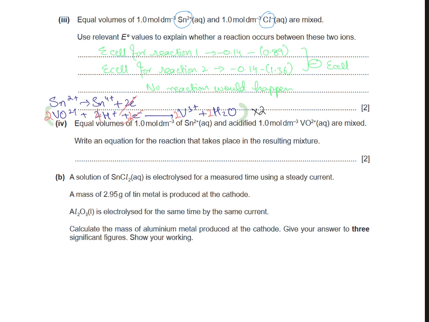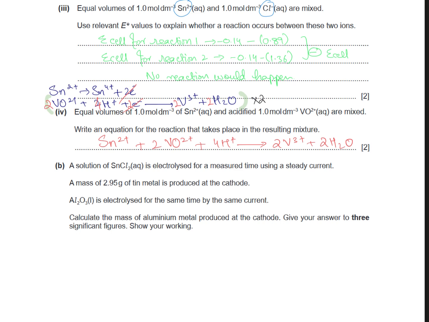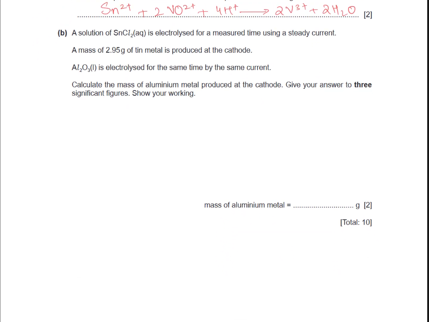Let's write the net equation now, which comes out to be Sn2+ plus 2VO2+ plus 4H+ gives 2V3+ plus 2H2O. Right, 1 mark for picking the correct equation and 1 mark for writing the correct equation. Okay, the next part is for electrolysis, which we are still working to get a hang of.